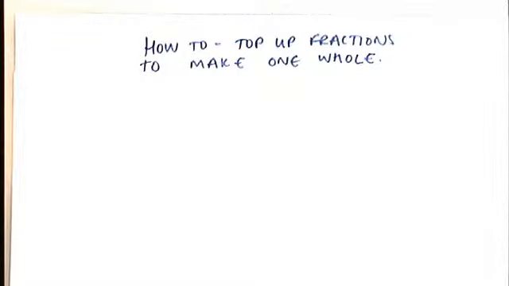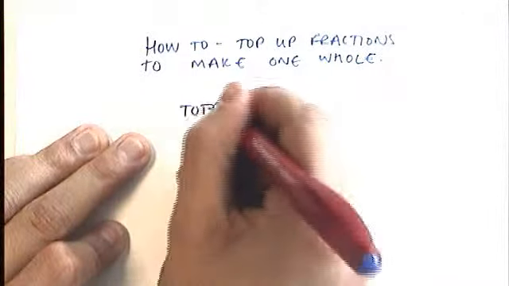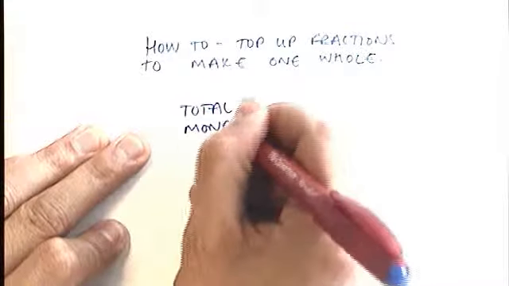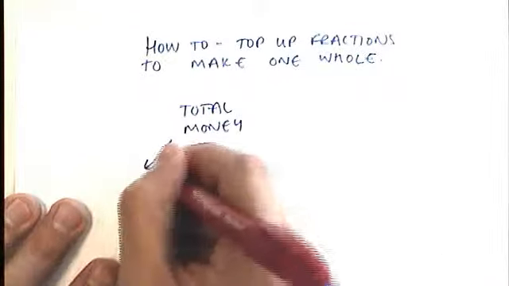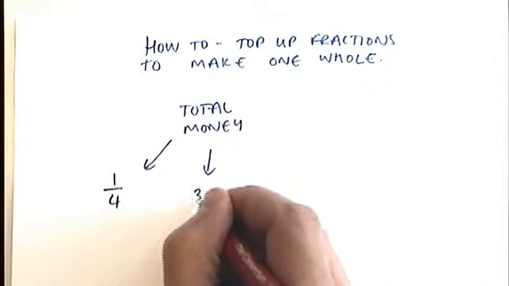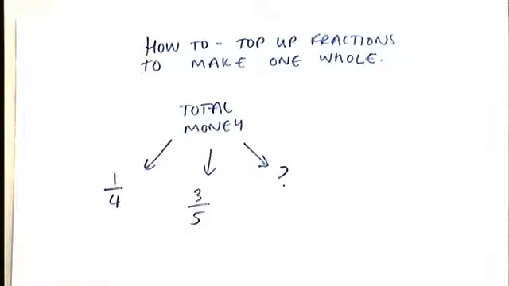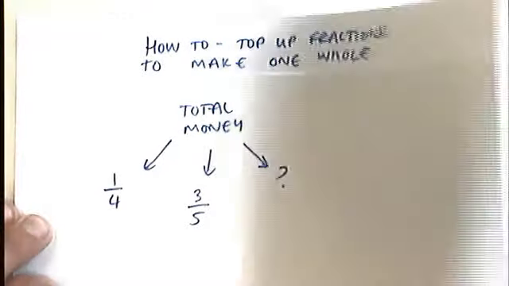This video is going to help you answer those questions where you are given a total amount of money, and you're told that it has been split up into different fractions, maybe a quarter for one purpose and 3/5 for another purpose, and you're asked to find out what the third amount is going to be.